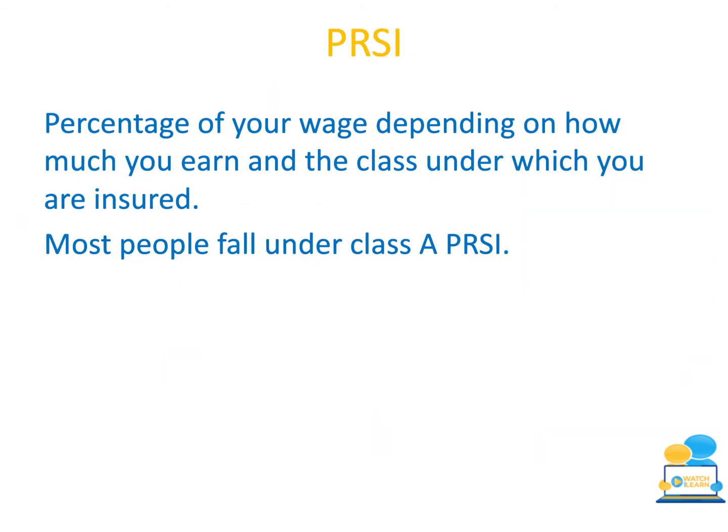Okay, so moving on to our last statutory deduction, PRSI. We talked about this earlier, that it was used to pay for job seekers allowance, old age pension and other things. So the percentage of the wage that you pay on PRSI depends on how much you earn and what class under which you are insured. Most people fall under class A PRSI, which is usually 4%. So again, this comes off all of your earnings. So unlike income tax, where you had the higher rate and the lower rate tax, and in the USC you had your different bands and you paid different percentages of tax for that, whatever percentage you pay applies to your entire earnings for your PRSI.